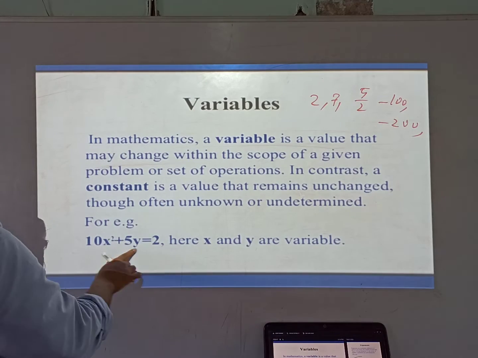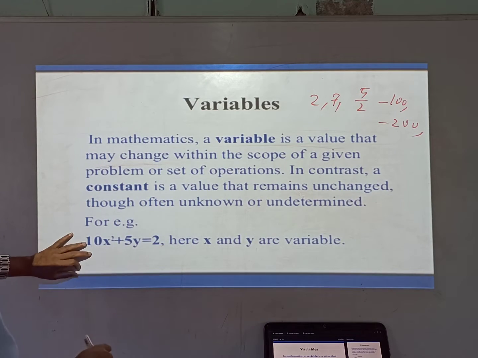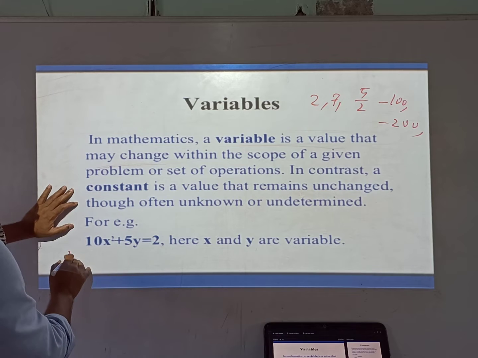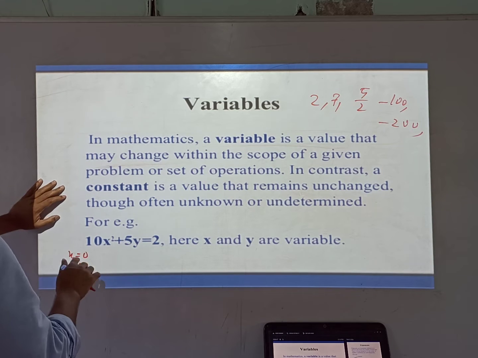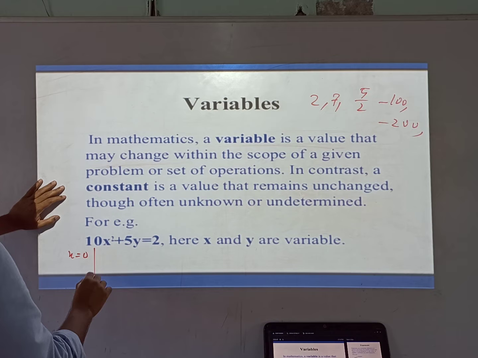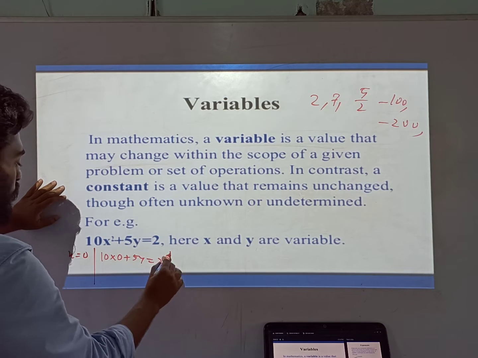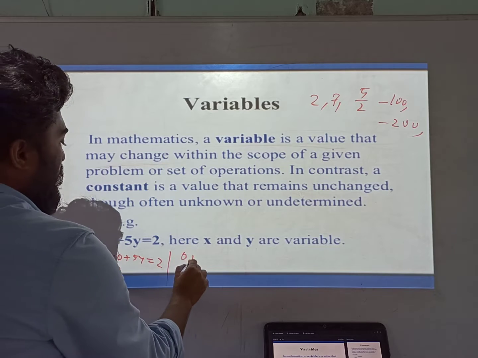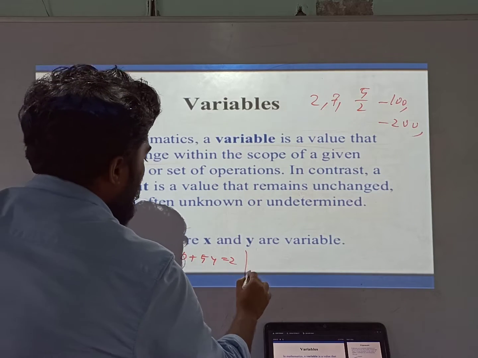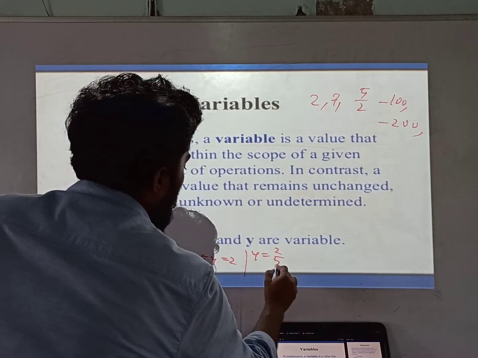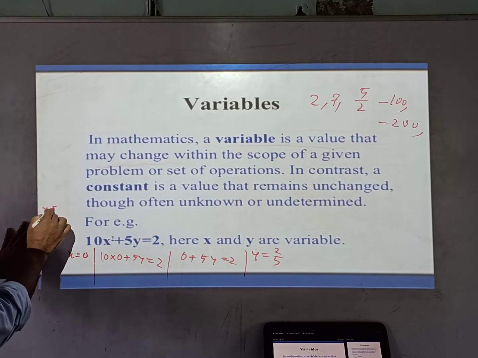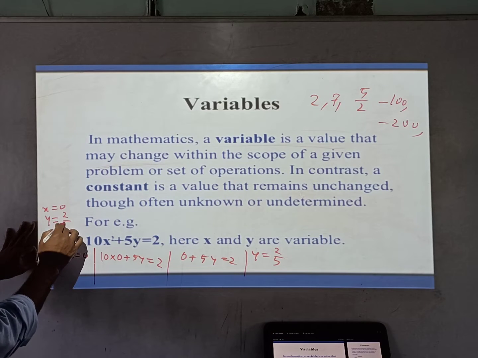So here for this equation, if I put x equals 0, what do I get? 10 into 0 square, that is 0, plus 5y equals 2. So y equals 2 by 5. So we understand when x equals 0, the value of y is 2 by 5.